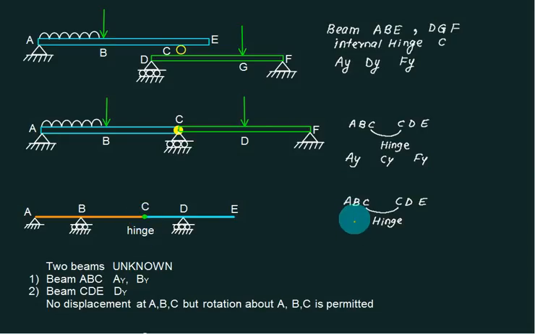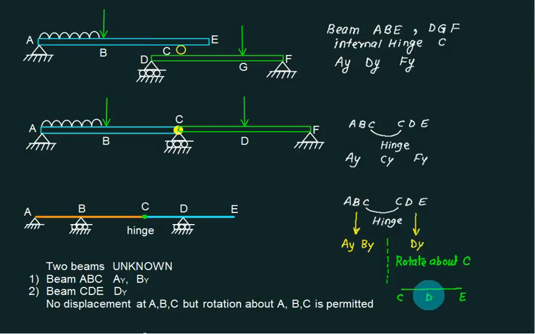How many unknowns for ABC? Two unknowns. One is AY, one is BY. And how many unknowns for CD? Only one. That is DY. To solve for DY, only consider the CDE part and rotate the beam above C. Rotate. You only consider this part. What is this part? C, D, E. Because we have only one unknown.